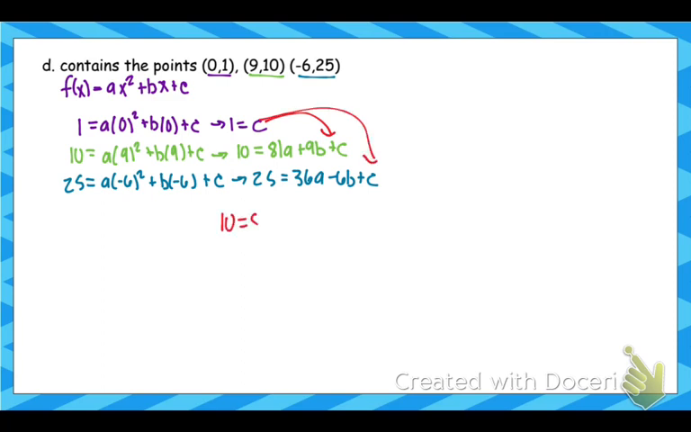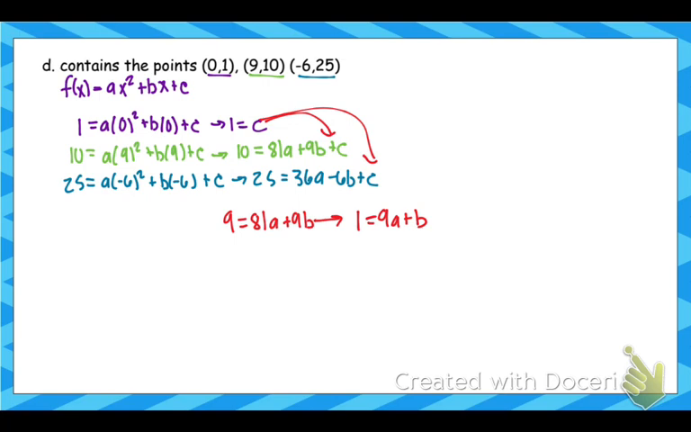So 10 equals 81a plus 9b plus 1. That's equation number 1. All right, but I'm going to go ahead and subtract that 1 from both sides and write it as 9. All right, then I can even make this even simpler. Everything in there is divisible by 9. So I'm going to divide everything by 9. And now I have a pretty easy equation.